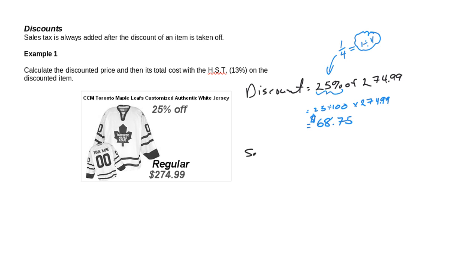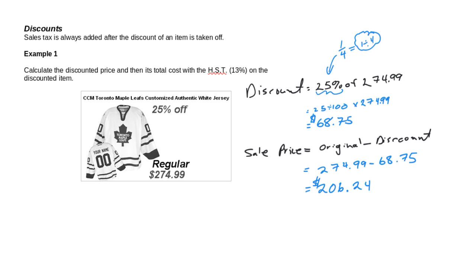Now that I have the discount, we have to calculate the sale price. So the sale price is given by doing this. You take the original minus the discount. And so now you subtract those two numbers and you get 206.24 as your sale price.